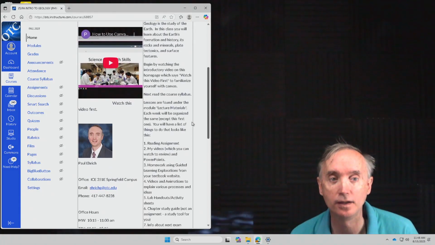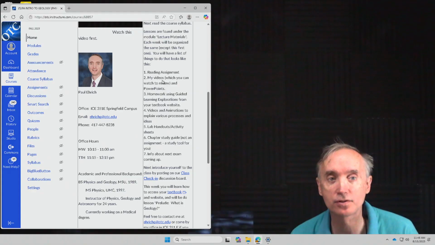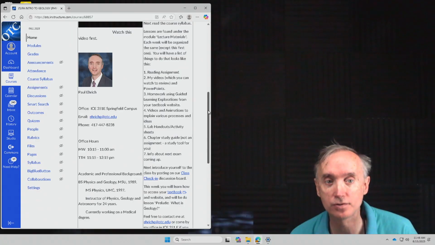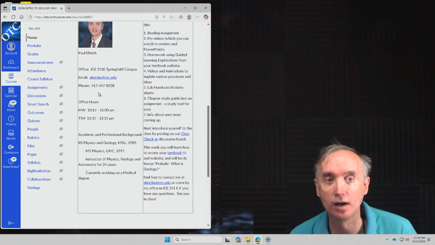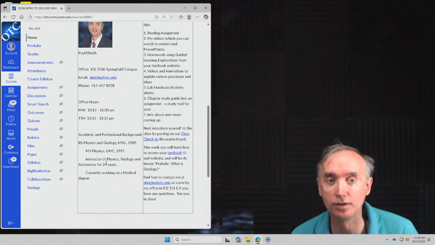And then here is some instructions on what a typical lesson is going to be like in this course. And over here it shows my email address and then my telephone number and then where I'm located here on the Springfield campus, and then my office hours, and then just some interesting things about me.